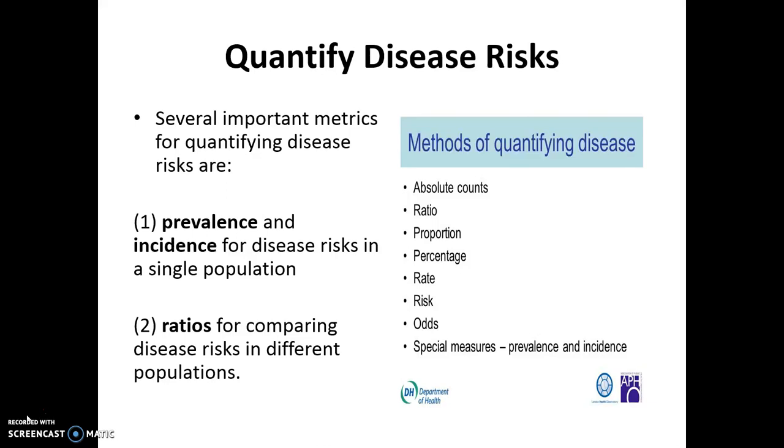And please make sure you read Chapter 3 carefully to learn more about these disease risk measurements. And make sure you know the difference between prevalence and incidence.